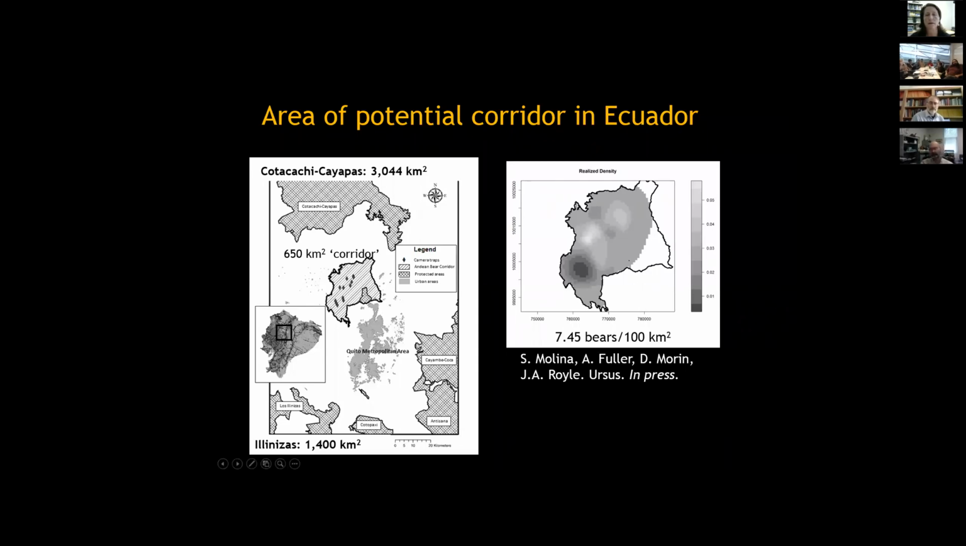Santiago Molina is a researcher in Ecuador, and he began some camera trapping work of Andean bears. Based on the cameras he had out there, we have provided the first density estimate of Andean bears in Ecuador. We have a paper in press that will report the density of Andean bears within this region at 7.45 bears per 100 square kilometers. That means we're estimating about 40 bears in this area, in the slide here to the right.